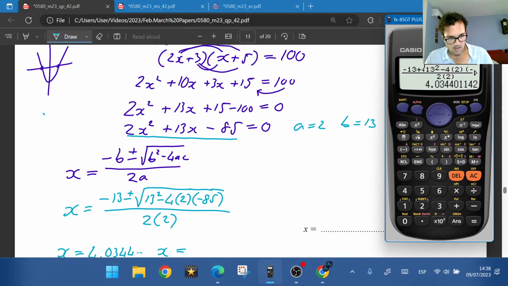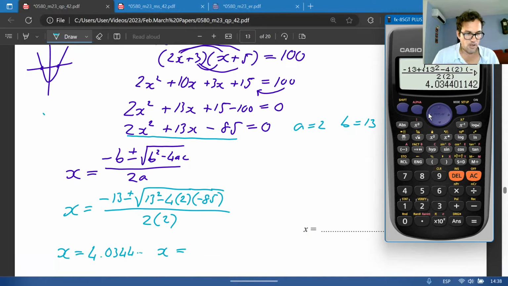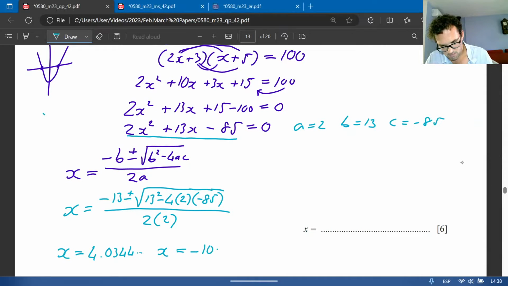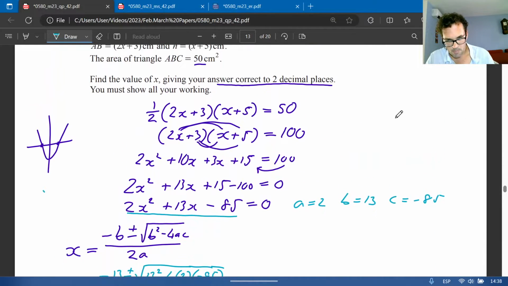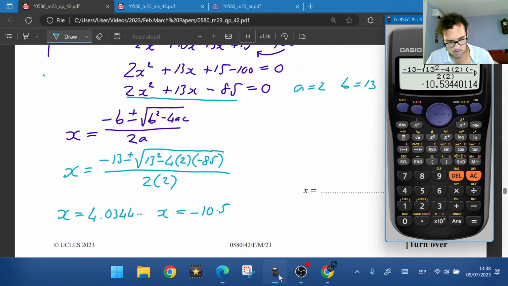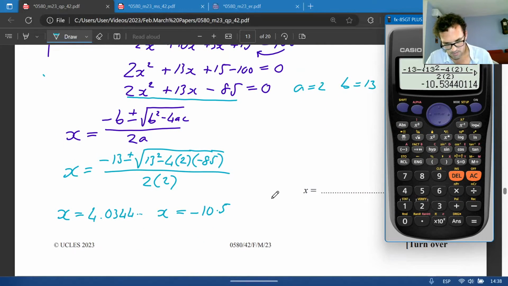Let's just for interest's sake get the other answer. All we need to do to get the other answer is change the plus for a minus. We can use the arrows, we don't have to retype everything. Go back there, take that plus and make it minus. Okay, minus 10.5. How did they ask for the answer? 2 decimal places. 10.53.